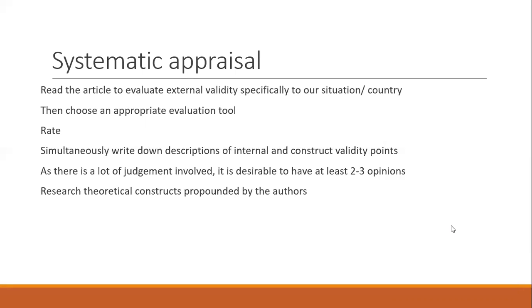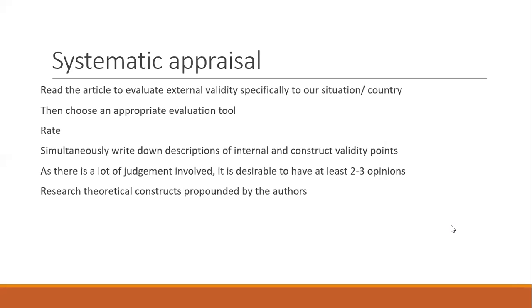Then, as there is judgment, critical appraisal, especially if you're doing a systematic review, is obviously based on judgment. How do you get judgment? With knowledge and experience. So since there is judgment, it is necessary to have 2 to 3 opinions so that you can come up with consensus. Because you may read something and understand something, someone else may read and understand something else. So when you talk together, the construct might become clearer.